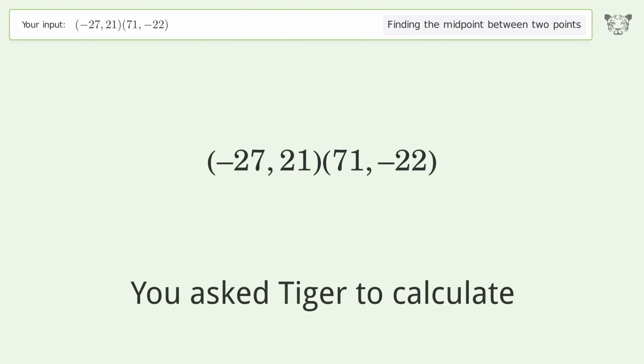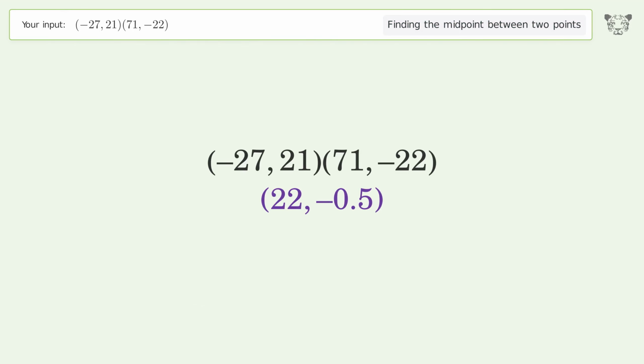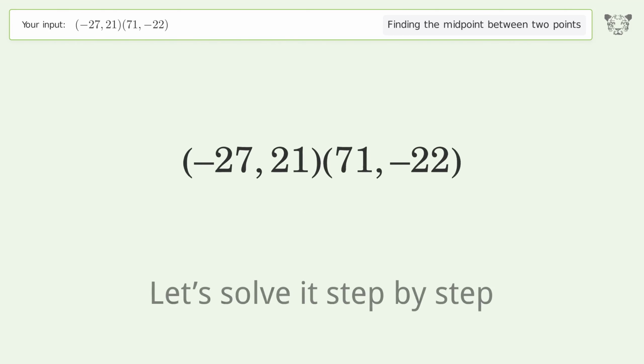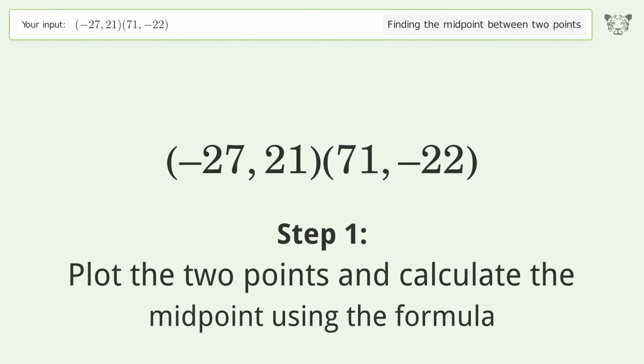You ask Tiger to calculate. This deals with finding the midpoint between 2 points. The midpoint between the 2 points is (22, -0.5). Let's solve it step by step. Plot the 2 points and calculate the midpoint using the formula.